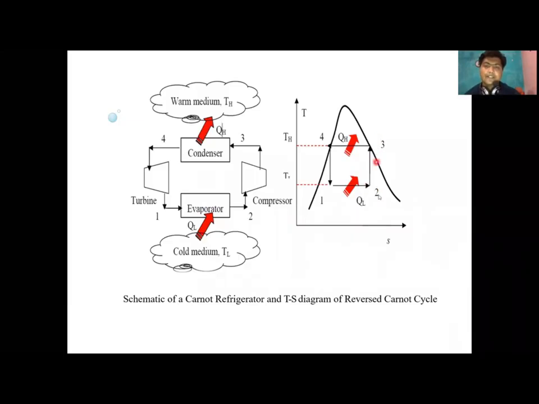Next, 2 to 3 is at constant entropy, that is S2 equals S3, but temperature increases and pressure also increases. Next, 3 to 4 is the condenser process. Here heat is rejected to the warm medium, where the temperature is TH.